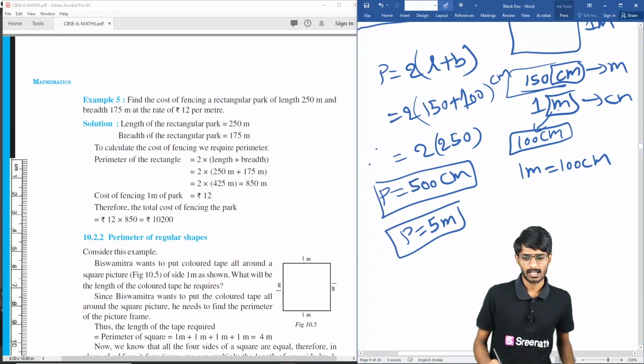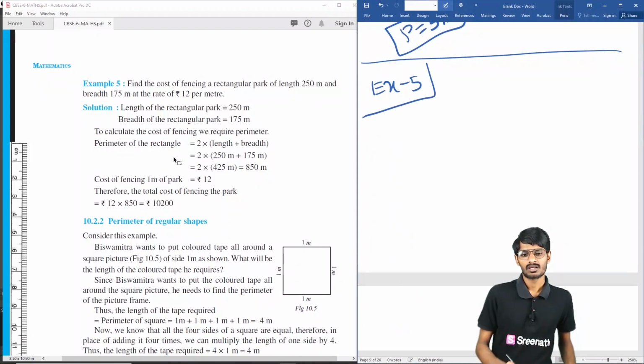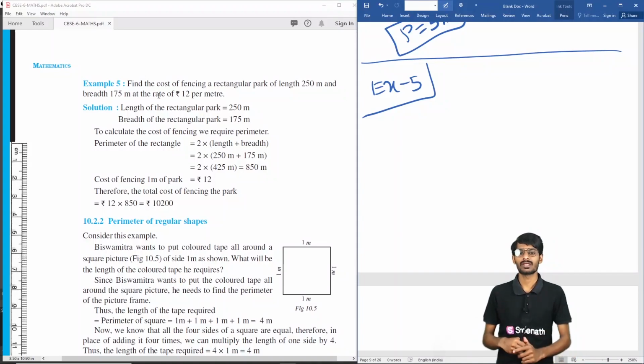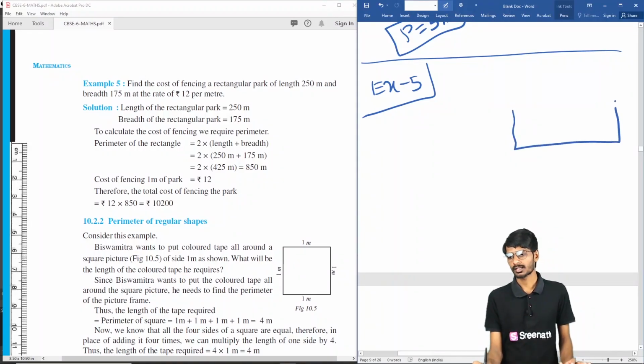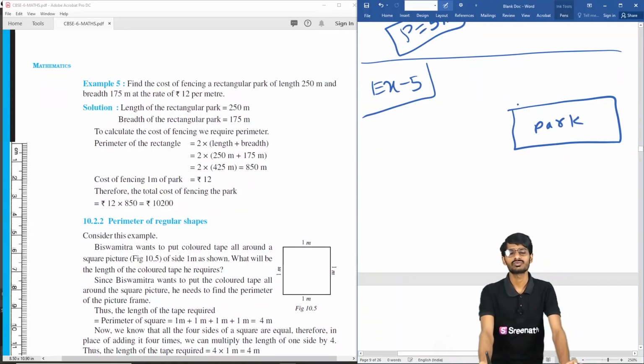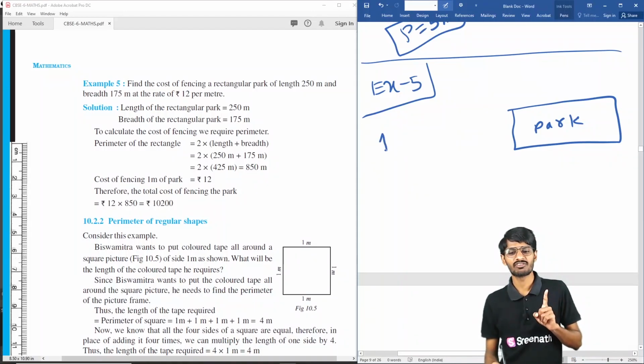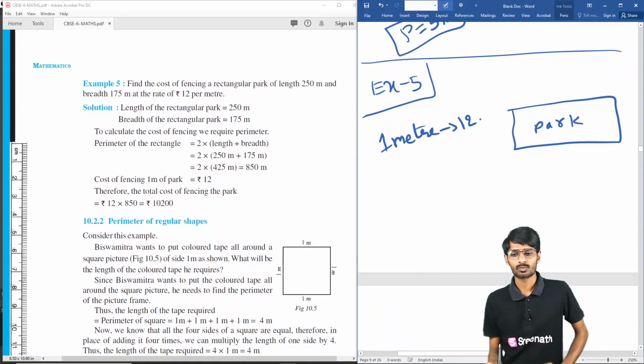I'll explain you example 5. Find the cost of fencing a rectangular park of length 250 meters and breadth 175 meters. So there is a park whose shape is a rectangle, and we have to find the cost of fencing. And we know that for 1 meter, the cost of fencing is 12 rupees.